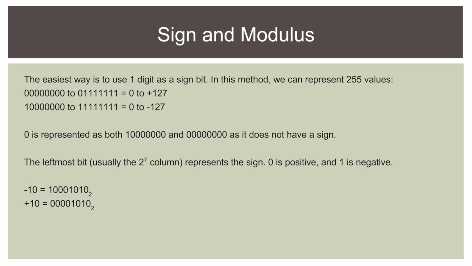In this case, we've dropped a value because 0 is represented both as a positive 0 with a 0 at the front and a negative 0 with a 1 at the front. Obviously the processor will interpret both of these as 0. There's no positive or negative 0, but when you represent it in binary, it just happens that there is. So in this case, the leftmost bit represents a sign, and 0 is positive and 1 is negative. So here are the representations of minus 10 in sign and magnitude form and positive 10.